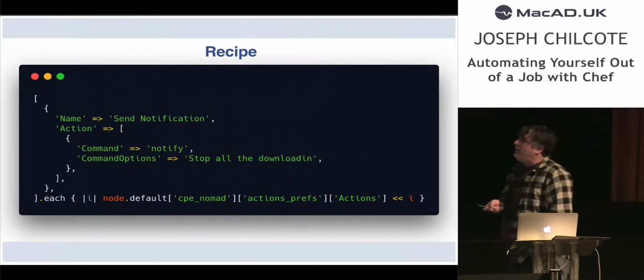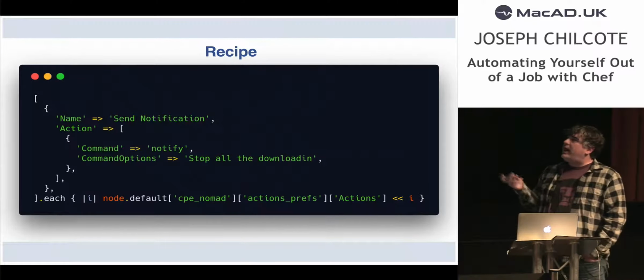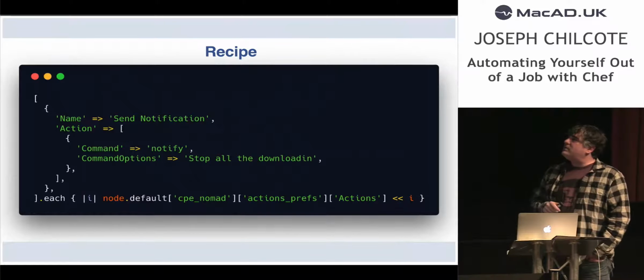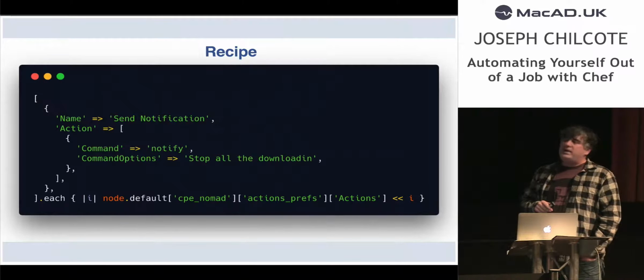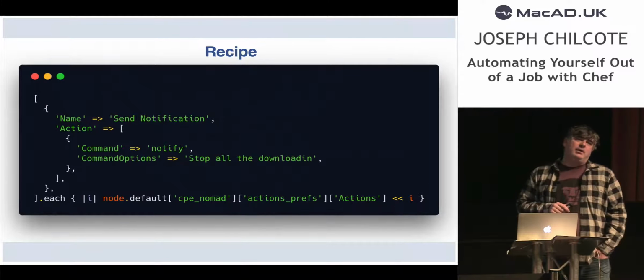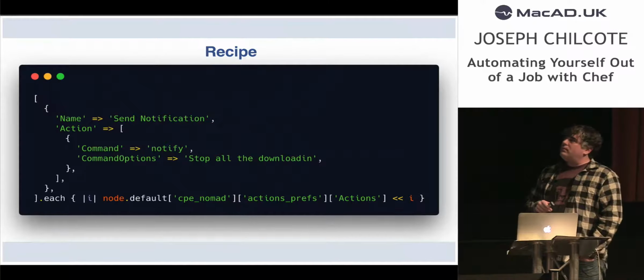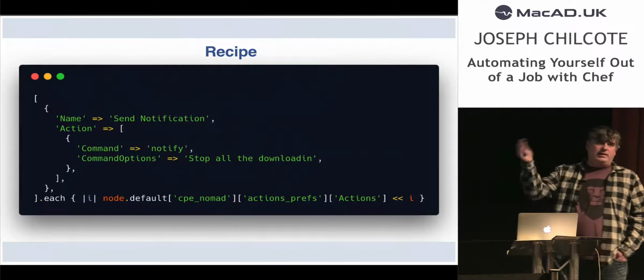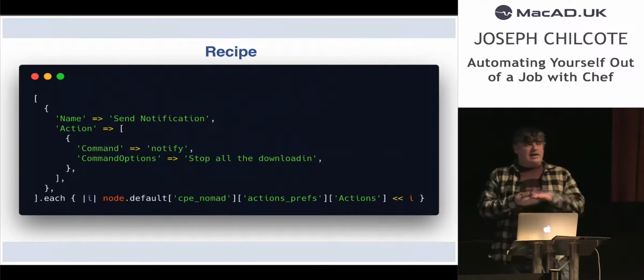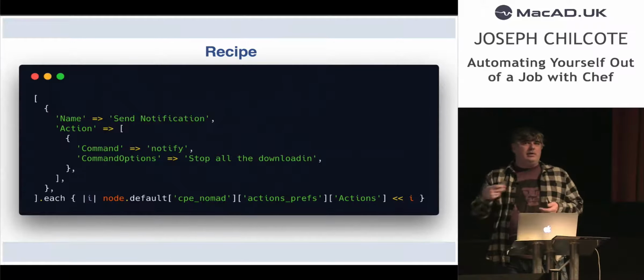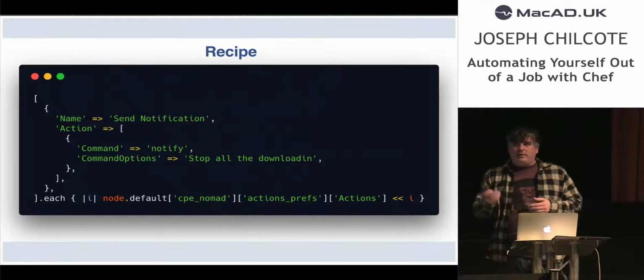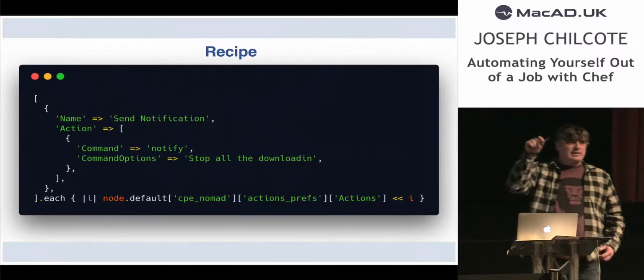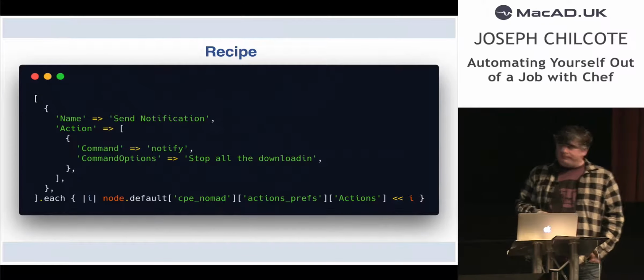So here's an example of something that they could add. I just made this notification action to be added to that hash of actions. So when Chef runs, it'll create the configuration profile, set it, and when you load Nomad, you'll get your own action as well as the centrally managed one.